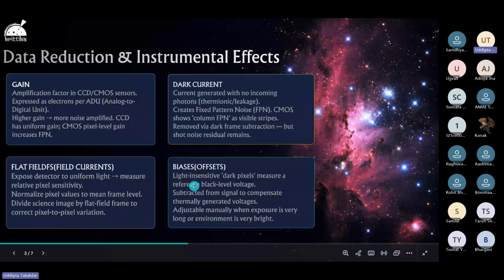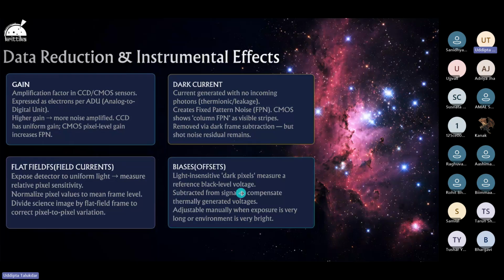Next, we move on to biases or offsets. This is also one of the folders that you might have observed while doing the questions. So what is it essentially? It is a fixed electronic pedestal added to every pixel readout to prevent negative values. It is basically added to every single pixel so that we don't get negative values.